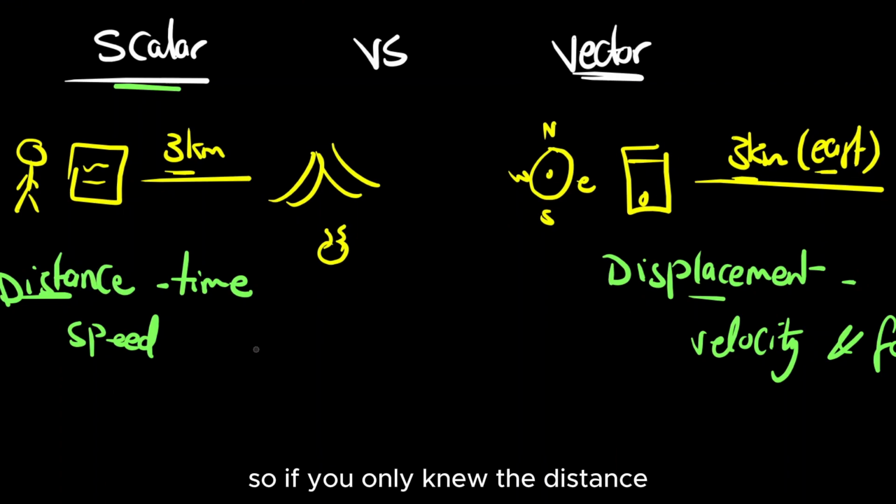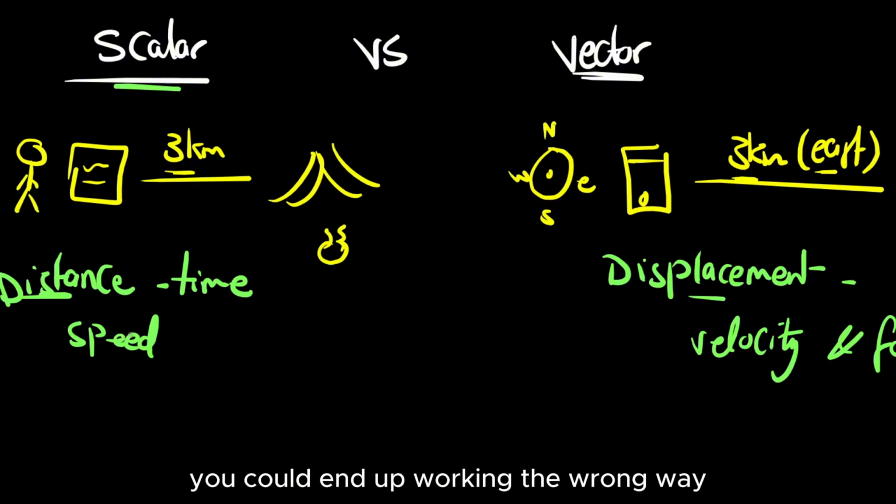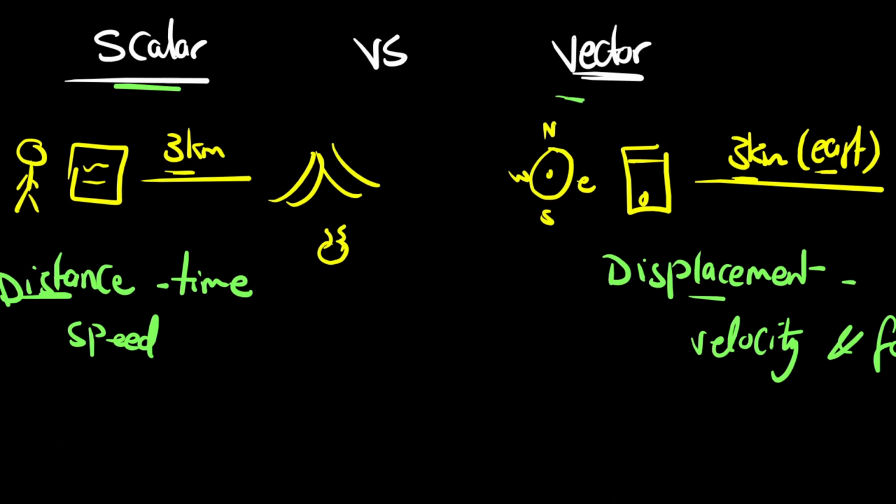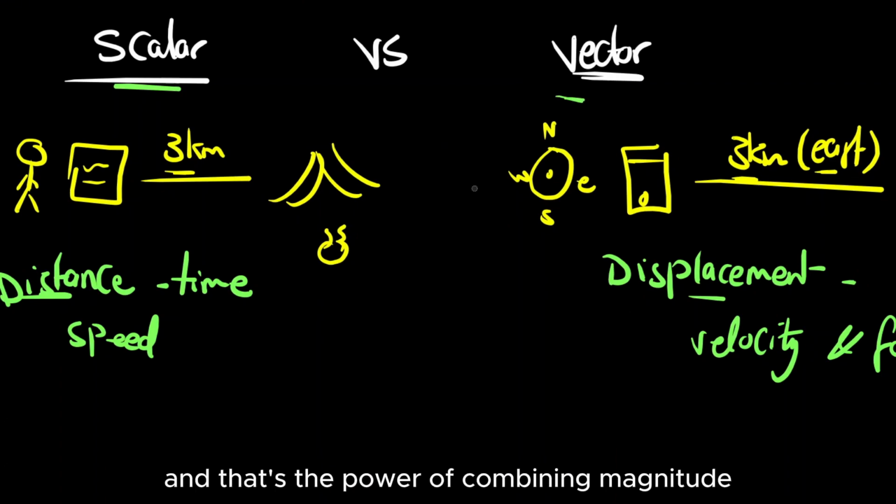So if you only know the distance but don't know the direction, you could end up walking the wrong way and getting more lost. But with the vector, you know exactly where to go, and that's the power of combining magnitude with the direction.